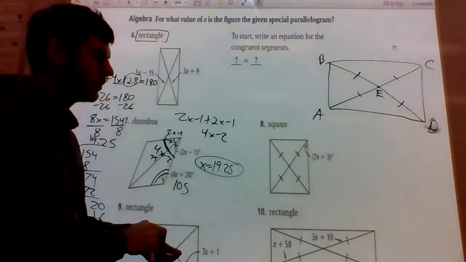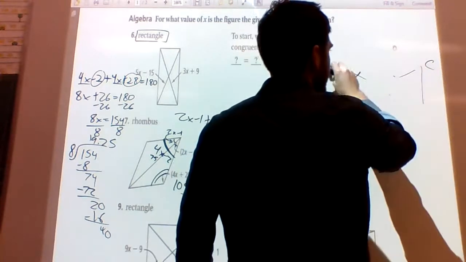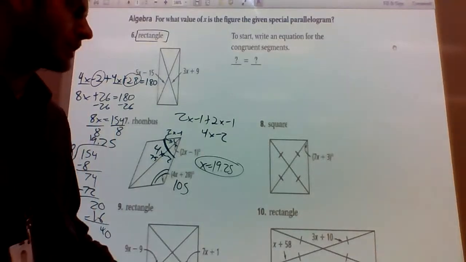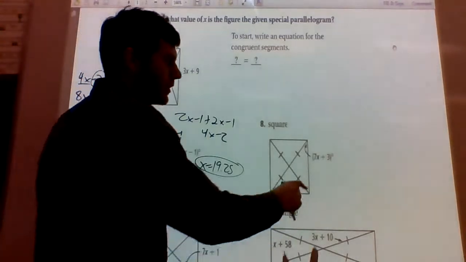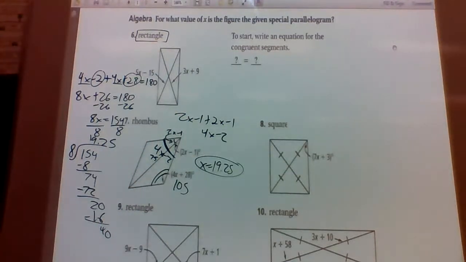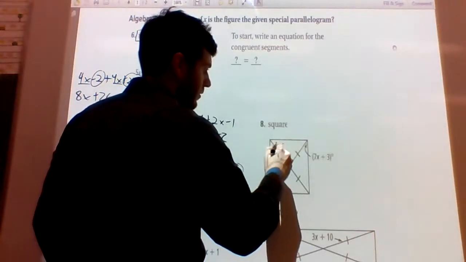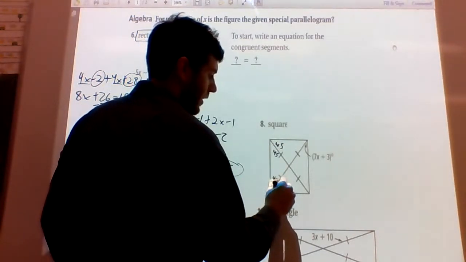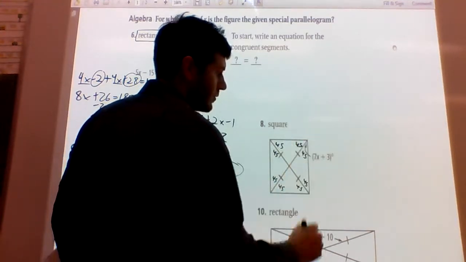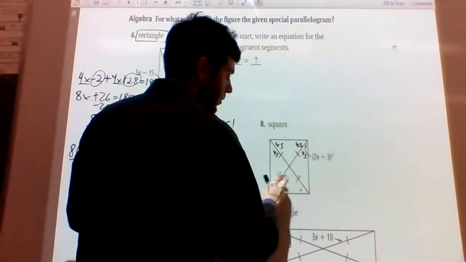Okay. Number 8, we have a square. So we know both the properties of rectangles and rhombuses are going to apply to a square, because a square is a rhombus and a rectangle. So if this is 7x, well, okay. As we saw in number 5, when we have a square, we're going to have 45, 45, 45, 45, 45, 45, 45, and 45. All right, so we know the angles of a square.